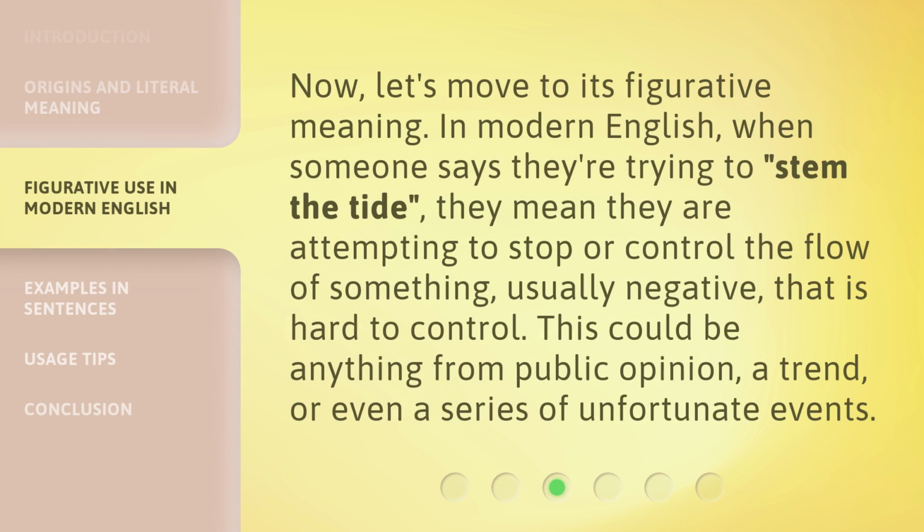Now, let's move to its figurative meaning. In modern English, when someone says they're trying to stem the tide, they mean they are attempting to stop or control the flow of something, usually negative, that is hard to control. This could be anything from public opinion, a trend, or even a series of unfortunate events.